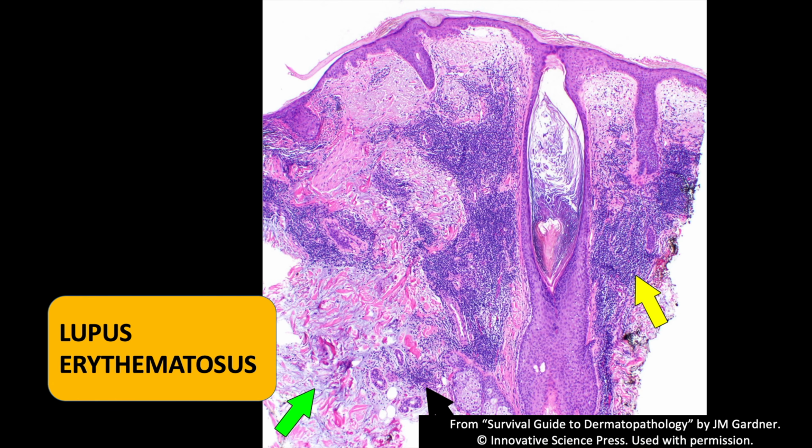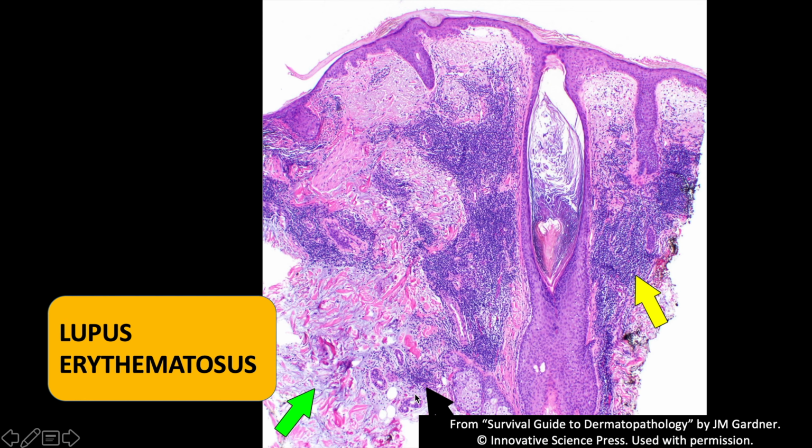Lupus has a variety of features. It tends to have interface dermatitis along the dermal epidermal junction, often extending down follicles too. And then it has superficial and deep dermal perivascular lymphocytic infiltrate. It tends to have a lot of blue mucin, or that's what dermatologists tend to call this. In pathology, we might say it's myxoid. It has hyaluronic acid. And there's lymphocytes around eccrine glands.